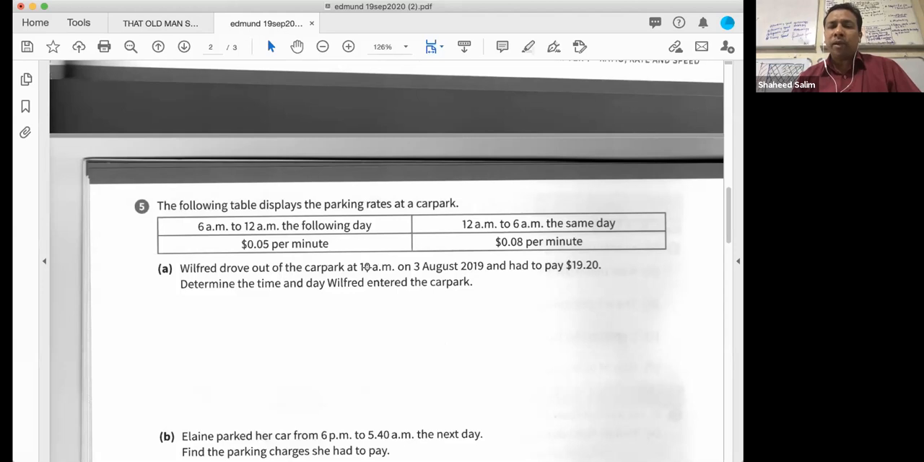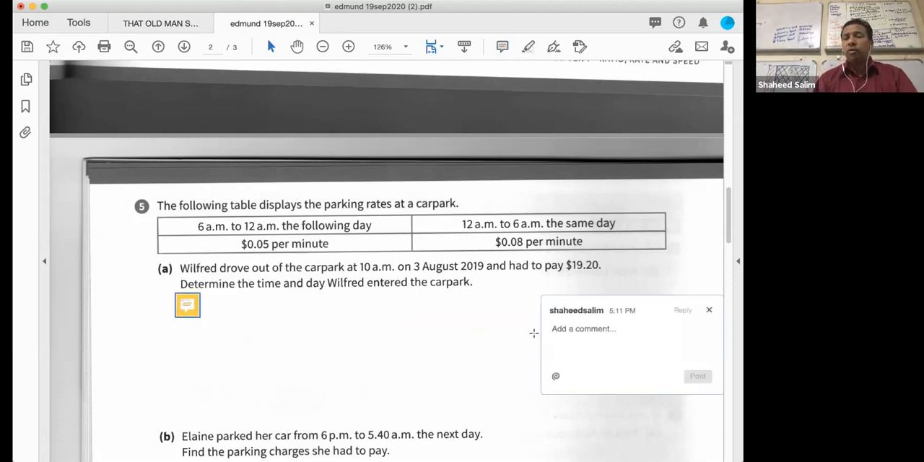10 a.m. when he came out, does it follow this rate, or this rate? Down here, 6 a.m. to 12 a.m. No, 6 a.m. to 12 a.m. So it follows here because 10 a.m. is, you have 7 a.m., 8 a.m., 9 a.m., 10 a.m., right? You must follow this first. So from 10 a.m. to 6 a.m.